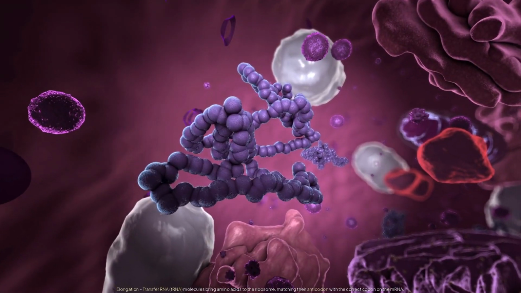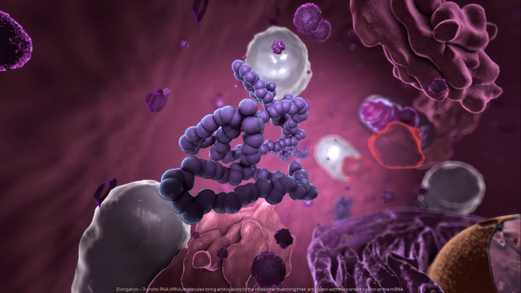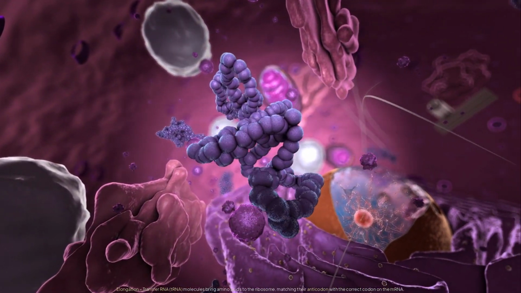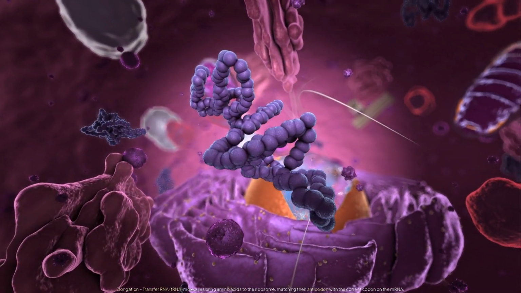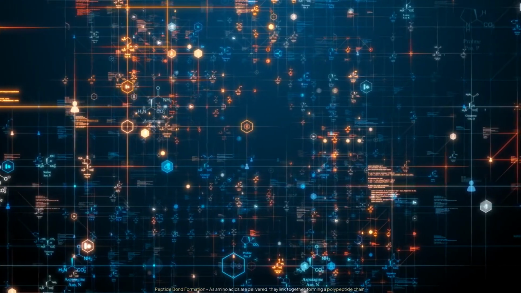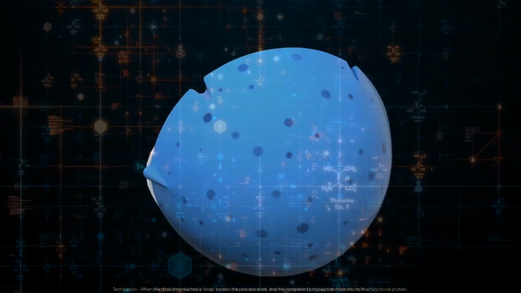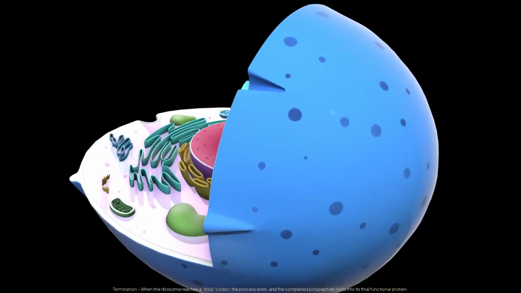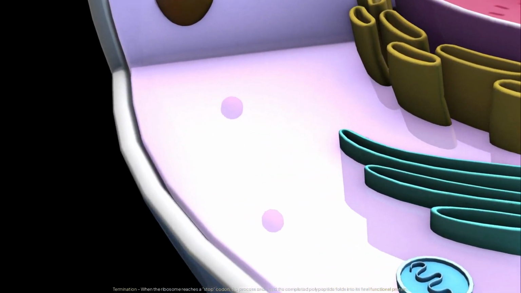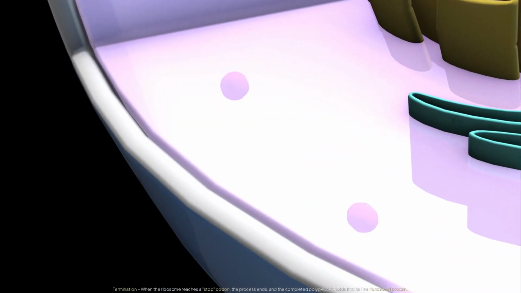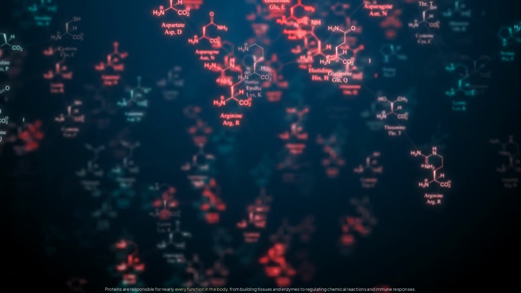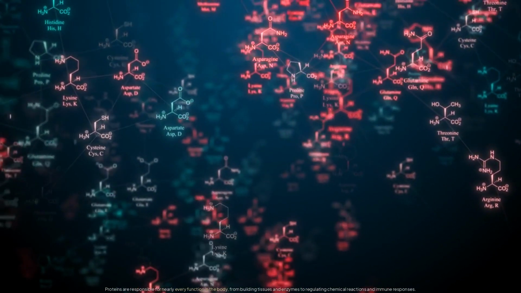Elongation. Transfer RNA, tRNA, molecules bring amino acids to the ribosome, matching their anticodon with the correct codon on the mRNA. Peptide bond formation. As amino acids are delivered, they link together, forming a polypeptide chain. Termination. When the ribosome reaches a stop codon, the process ends, and the completed polypeptide folds into its final functional protein. Proteins are responsible for nearly every function in the body, from building tissues and enzymes to regulating chemical reactions and immune responses.